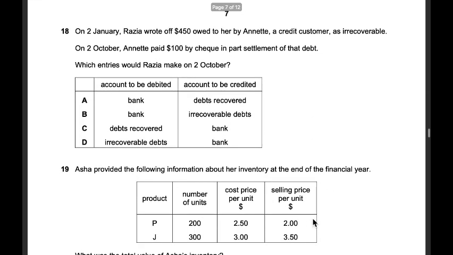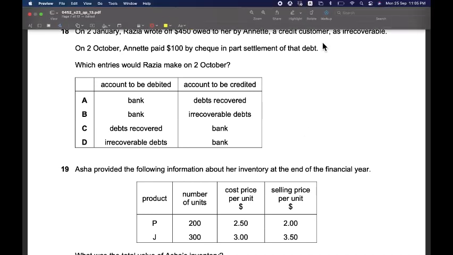Alright, question 18. On 2nd January, Razia wrote off $450 owed to her by Annette, a credit customer, as irrecoverable. On 2nd October, Annette paid $100 by check in part settlement of the debt. Which entries would Razia make on 2nd October?